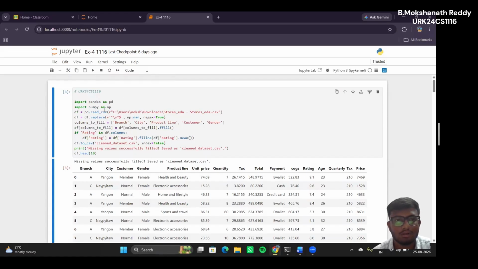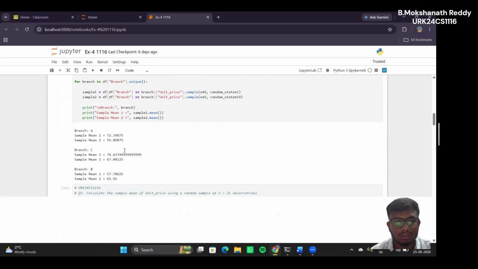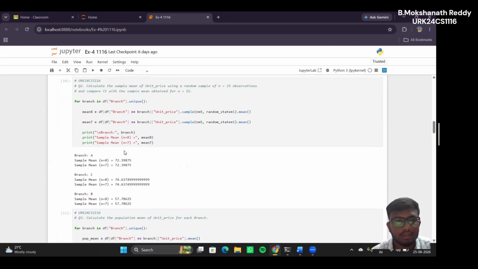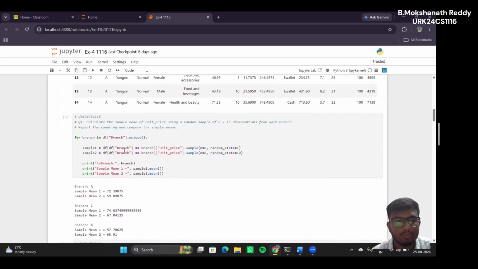This code is used to fill the empty values in the given data set. Next, the first question is to calculate the sample mean of unit price using a random sample of n equal to 15 observations from each branch, and then repeat the sampling and compare the sample means.